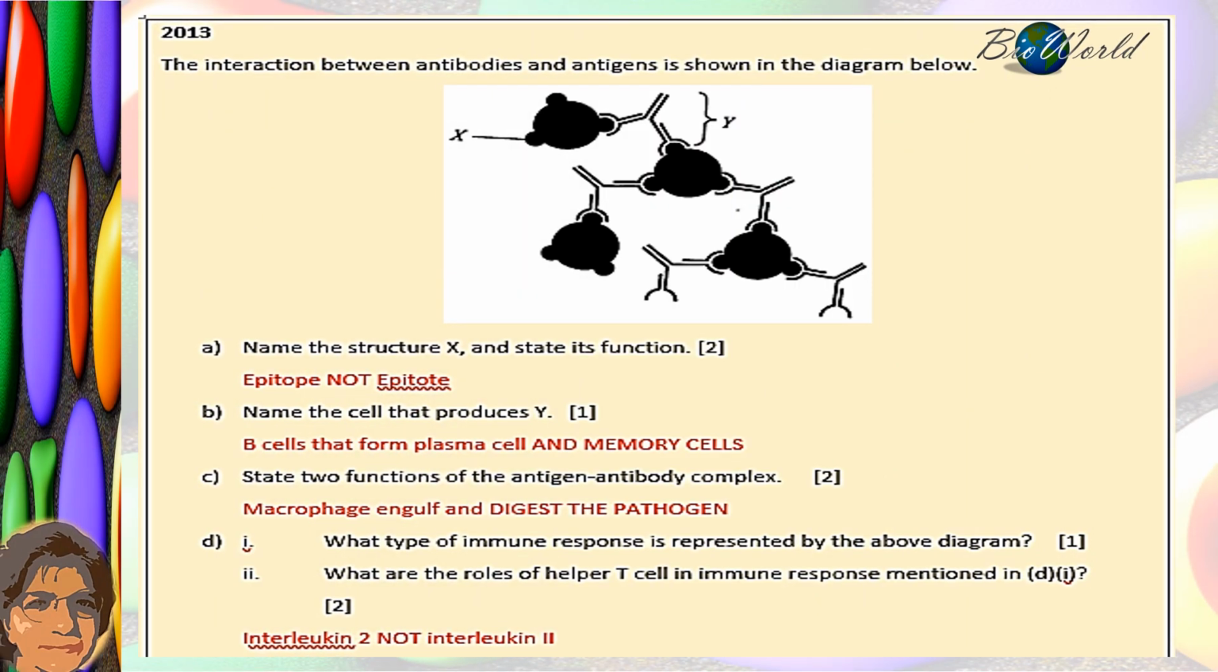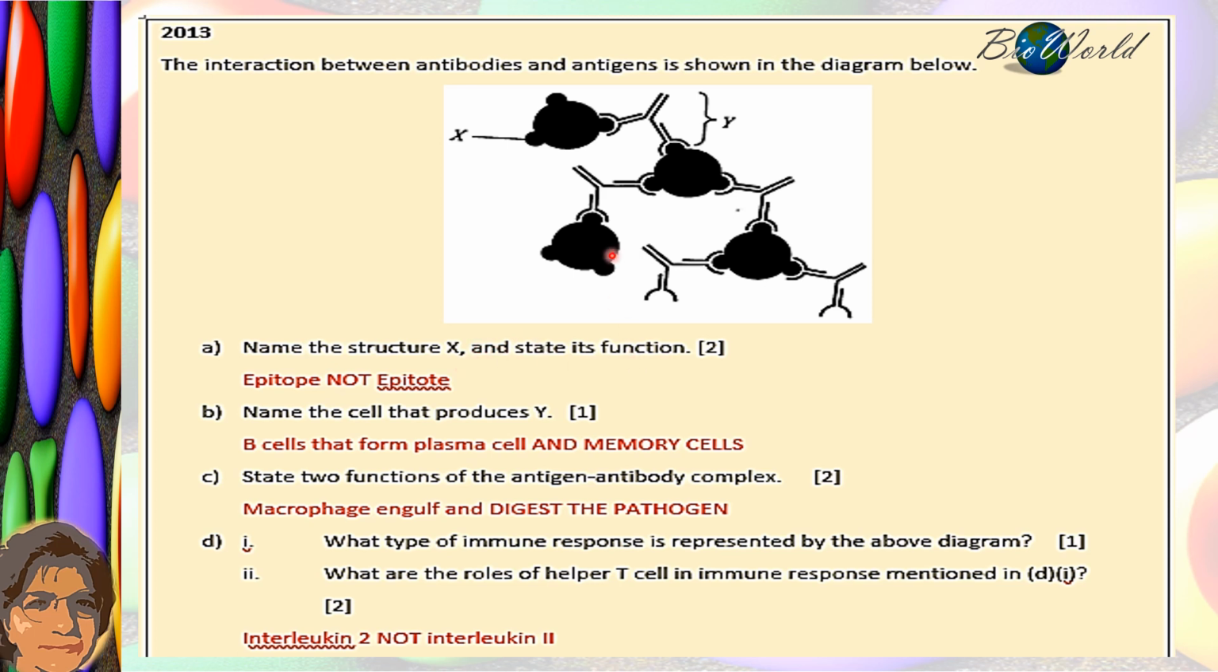This is the structure question from 2013. Okay, and the words here in red are actually the comments given by the MPM related to the kind of errors students were doing. Okay, so we look here, they've already given interaction between antibodies and antigens. So naturally, when it comes to antibody antigen, this is going to be the humoral immune response, right? So they ask you here to name structure X and state its function.